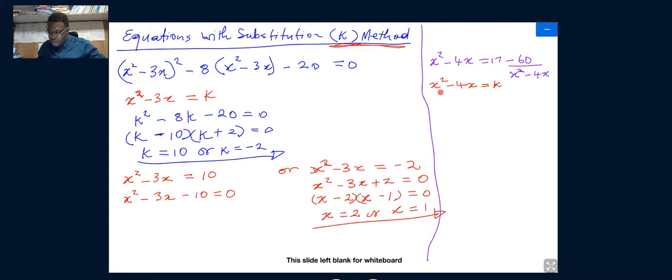And then you are going to have k equals 17 minus 60 over k. You multiply with k both sides, you end up with k squared equals 17k minus 60, and you end up with k squared minus 17k plus 60 equal to 0.